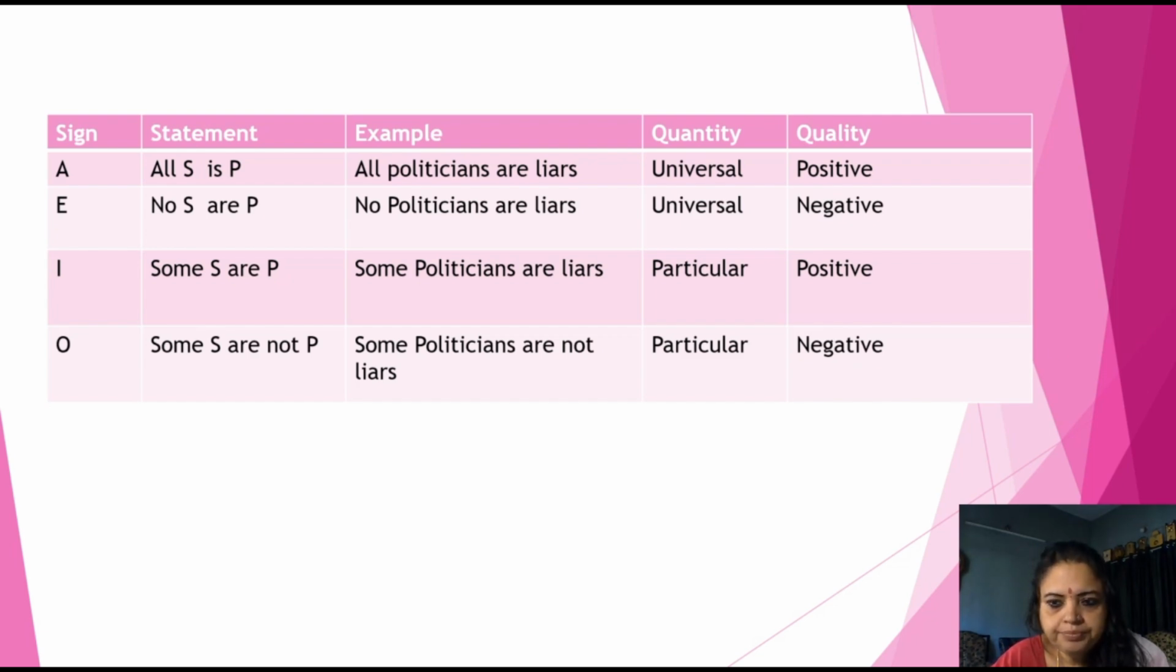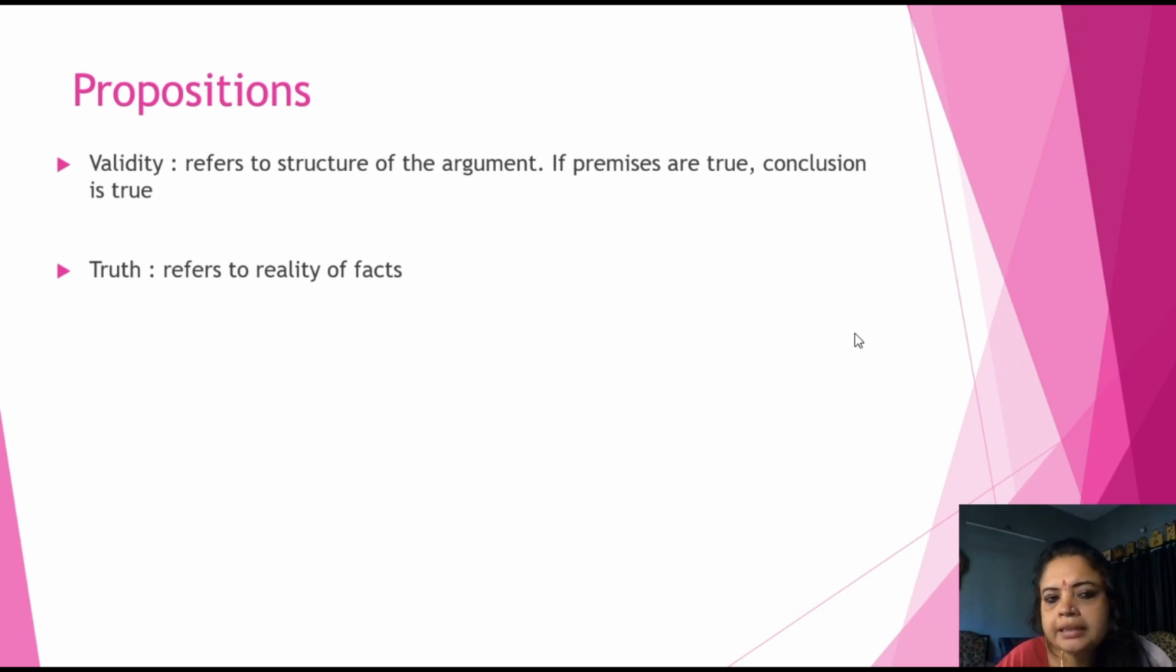Now we will see another thing regarding preposition. This is very important from the examination point of view. So one of the things regarding a preposition is its validity. That is referring to the structure of the argument. If the evidences are true, then the conclusion is true. So when the evidences are true and the conclusion is true, we state that the preposition is valid. Then there is something called truth. That actually refers to the reality of the facts. Whether it is really true or not refers to the truth of the argument. So there are 2 concepts, validity and truth.